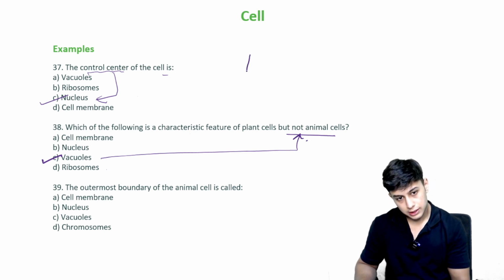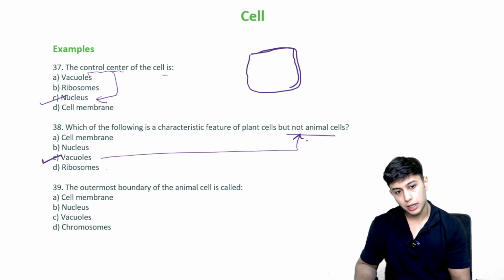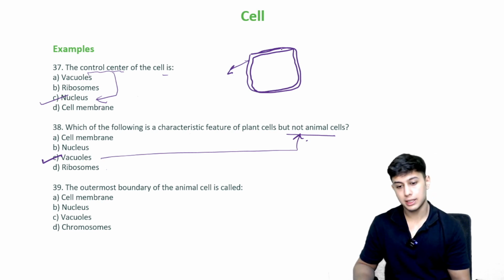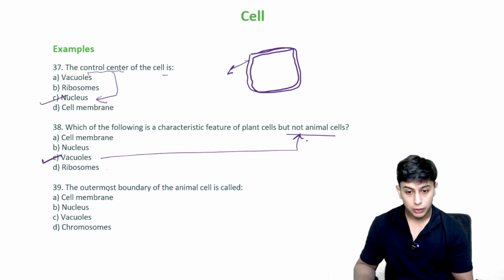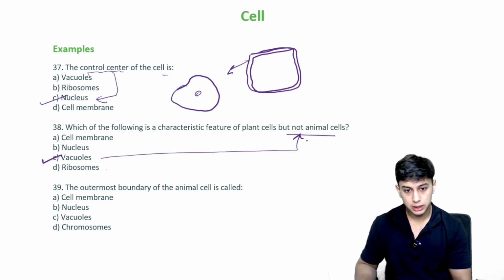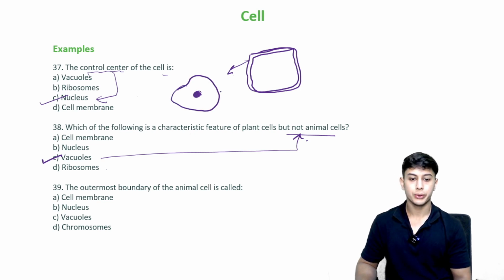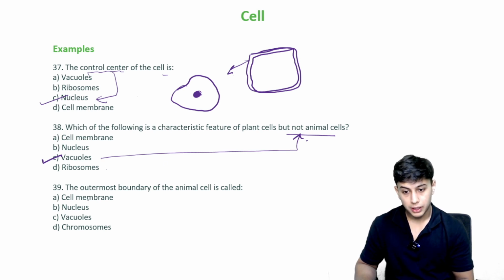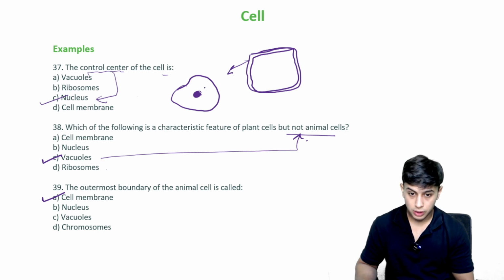The outermost boundary of the cell is called what? So supposedly this is a cell. The outermost part of the cell, it depends in plants and animals. Alright, so outermost boundary of the animal cell looks like this. It is quite circular in nature and it has a nucleus in the center. Outermost part of an animal cell is cell membrane because it does not have a cell wall.